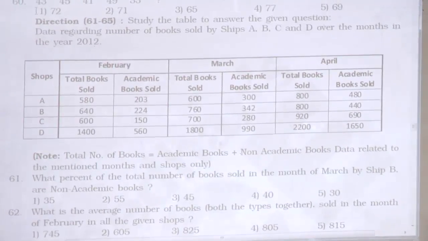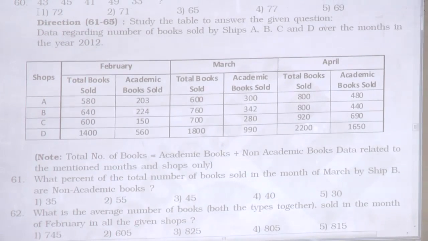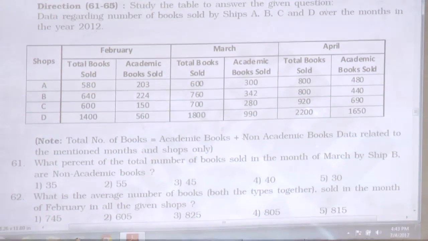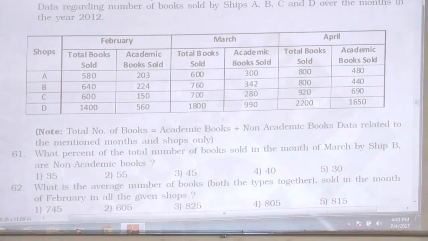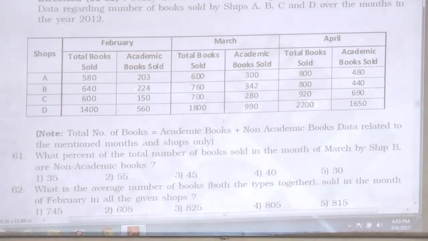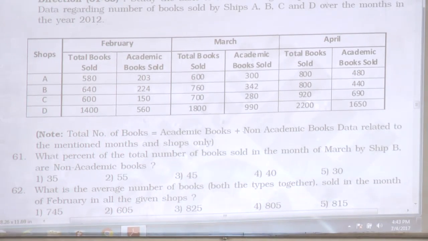Right, books sold by shops A, B, C, D over the months of the year 2012: February, March, April. We have 4 shops A, B, C, D. Books sold, and academic books. So total number of books will be equal to academic plus non-academic. Of course.